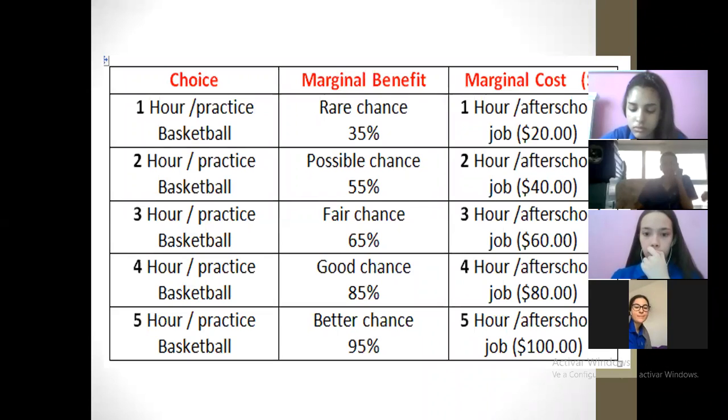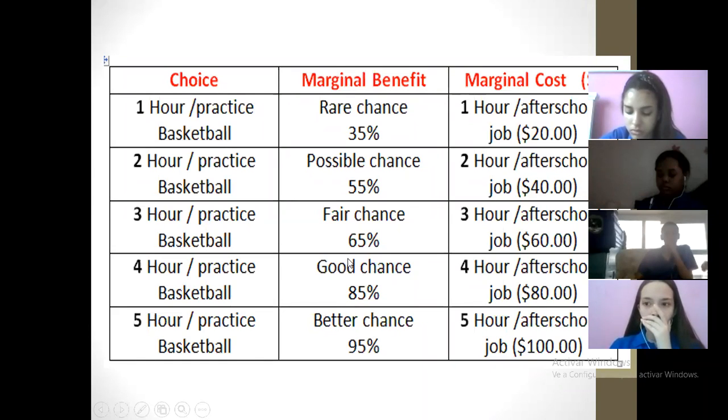Definitely. His benefit is that he's going to enter, but his opportunity cost is that he is not going to earn this amount of money. Now, the other way: if he decides not to enter and dedicates all his time to working, his benefit is that at the end of the week he's going to get $100, but he wouldn't have any chance at all to enter that basketball team.